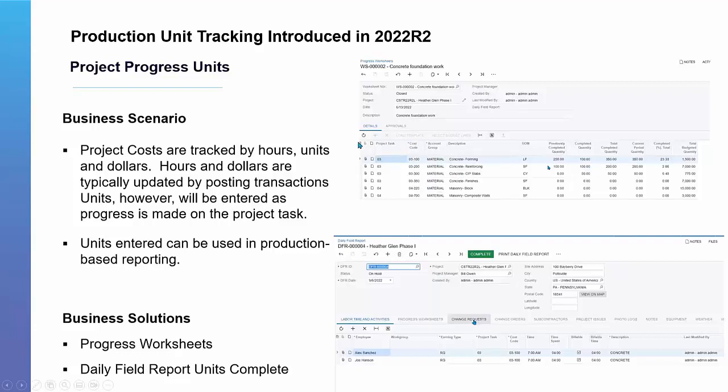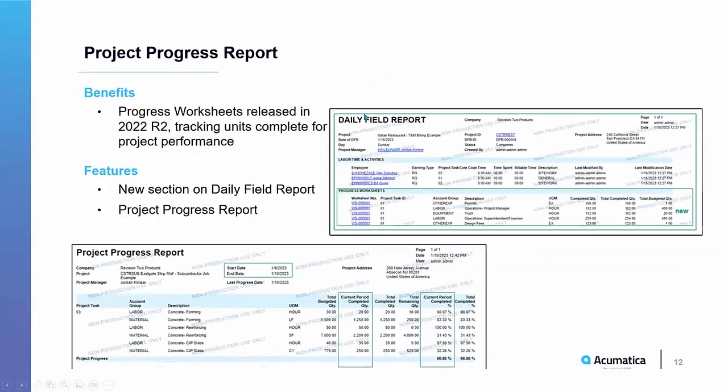So now in 2023 R1 is the incorporation of that information into reporting. So now on the daily field reports, if you're adding in those production units, what you will see now on that field report is a progress worksheet section that will display. Obviously, if you have not entered any units, it will be suppressed. So you'll see that if you're adding in those units.